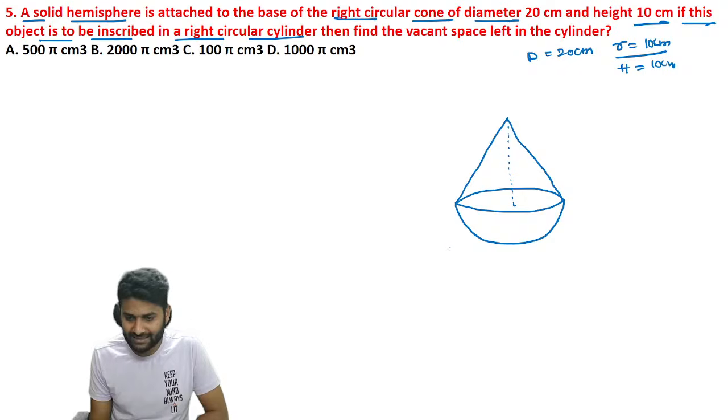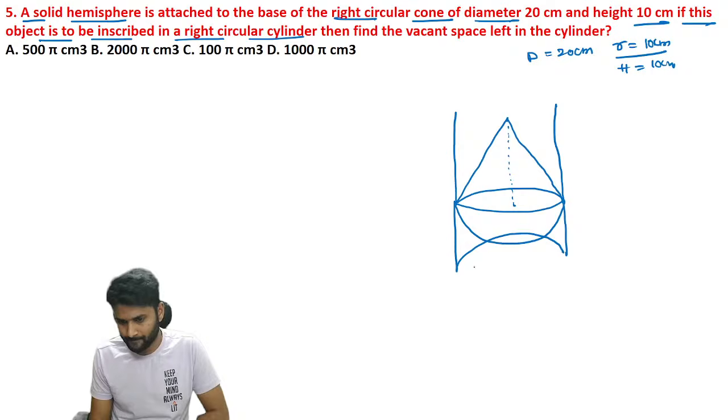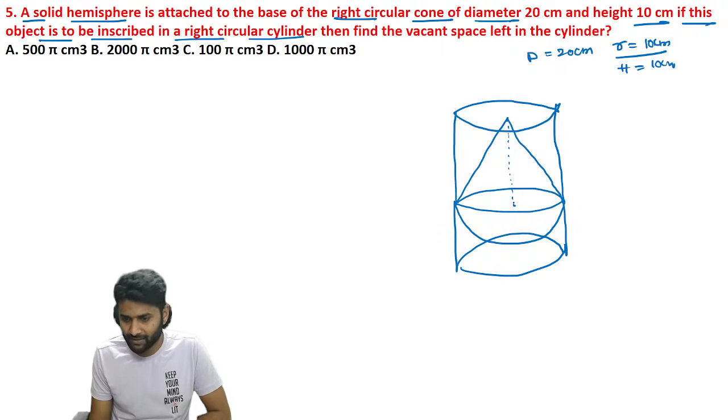You have to inscribe it in a right circular cylinder. Again, understand this picture here. This is the right circular cylinder. Here, the height from here to here is exactly given as 10. From here to the top base, the total height is exactly equal to 20 centimeters.